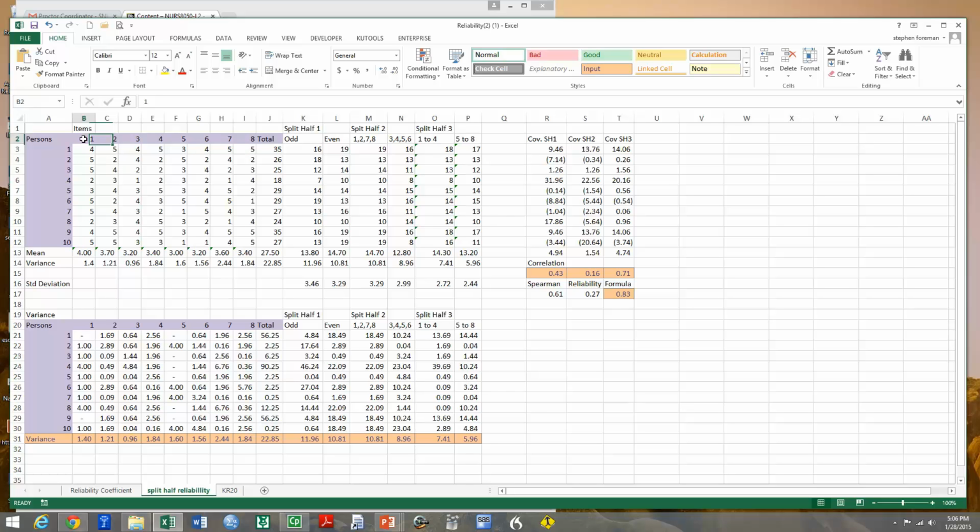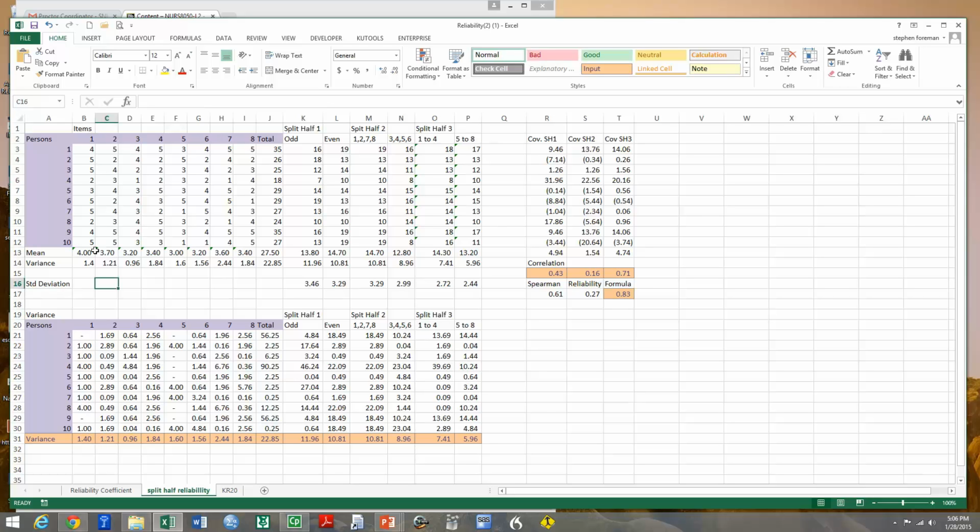So we have 8 questions. Those are our items. Here are the scores. And so we do our mean for each of the items: 3.7, 3.2, and so forth. We total the scores. Well, with these means, we now do a variance.